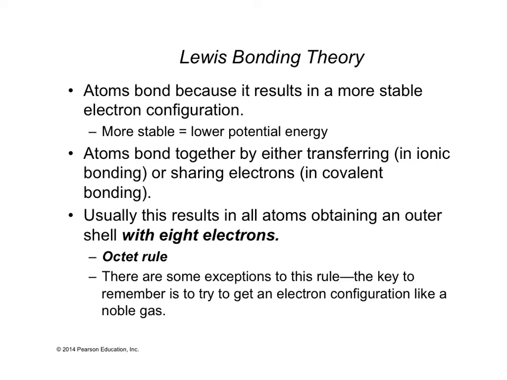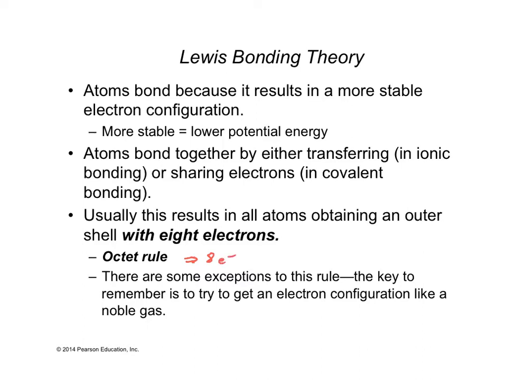The idea behind Lewis theory is that atoms are going to do that by obtaining 8 valence electrons around them in their valence shell. That's the big idea behind Lewis theory. They're going to lower their potential energy by obtaining 8 electrons around them. This 8 electron idea is called the octet rule. So octet just means 8. Everyone in Lewis theory is trying to obtain 8 electrons around it.